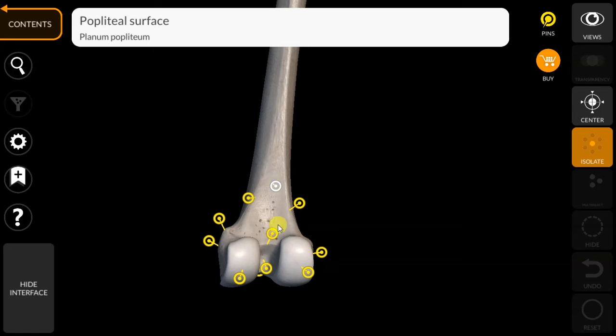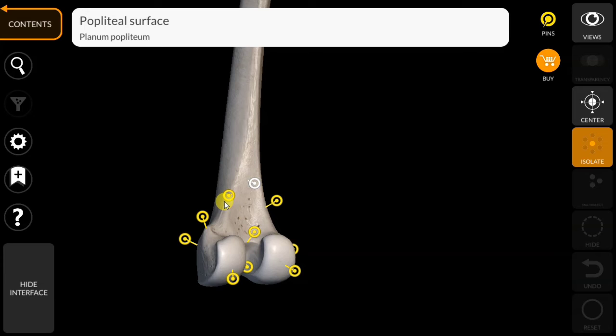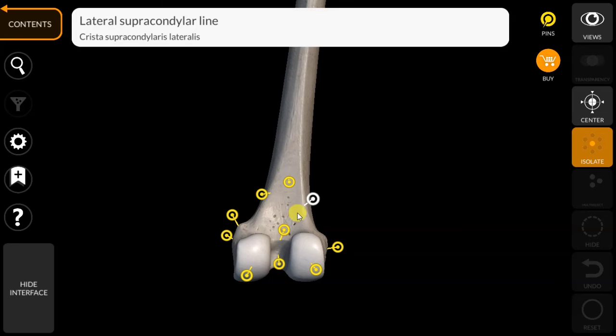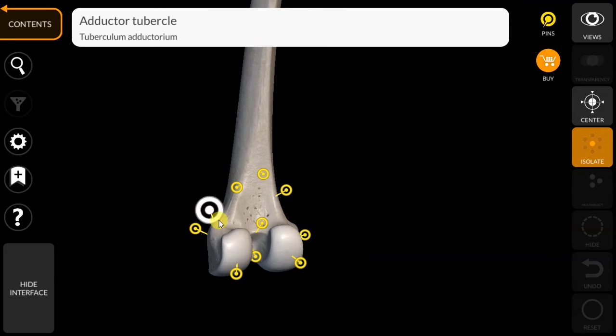It makes the lower border or base of the popliteal fossa. We'll discuss the popliteal fossa in the next coming lectures. There is a medial supracondylar line. There is a lateral supracondylar line. There is an epicondyle, the medial epicondyle.